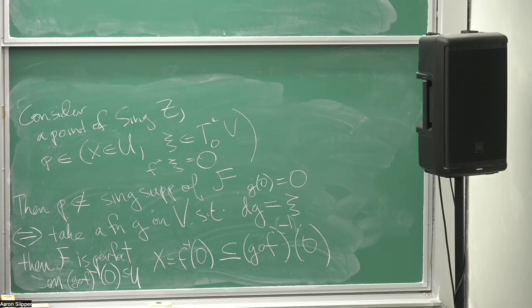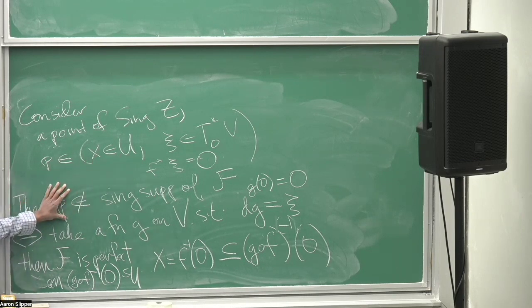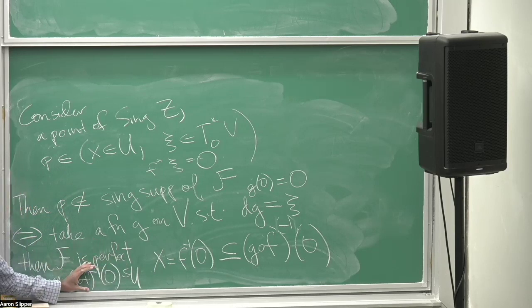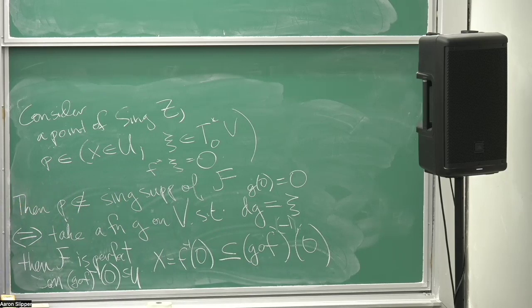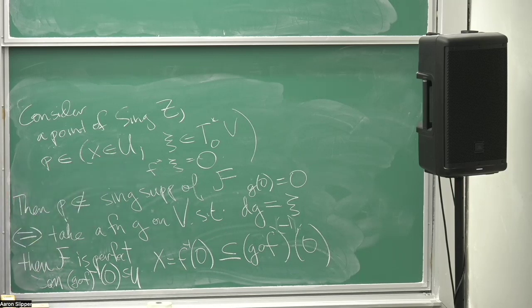So basically, it's saying that you can check the condition of a point not being in the singular support by asking whether your object, which is coherent, is perfect on hypersurfaces of U that contain the object that you started with.